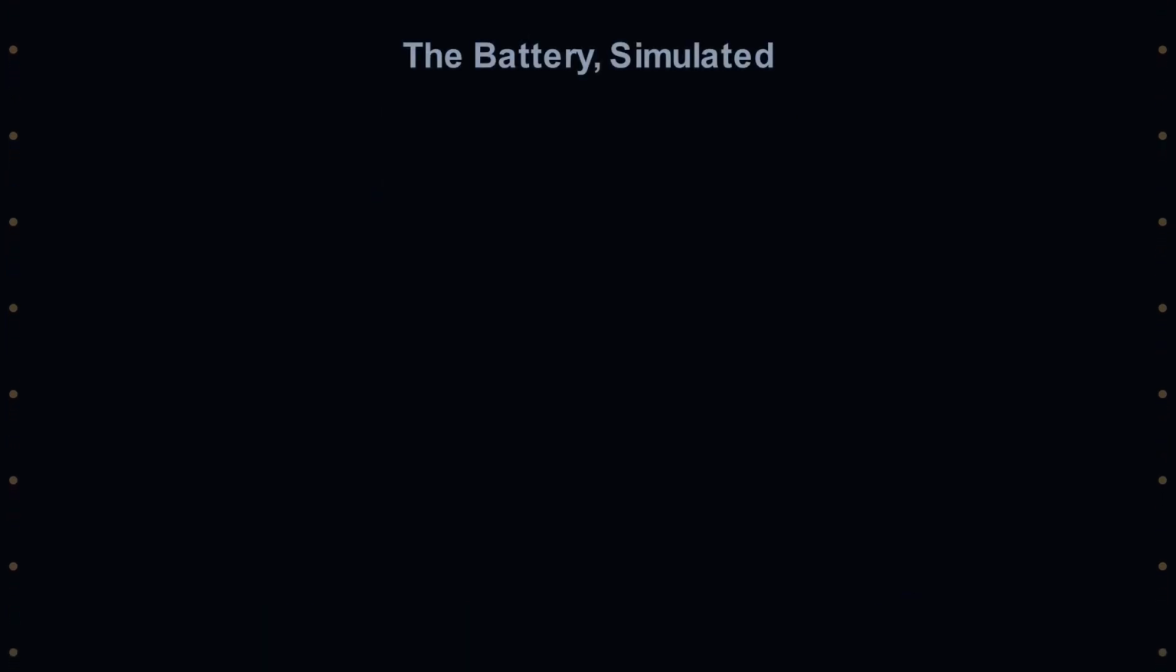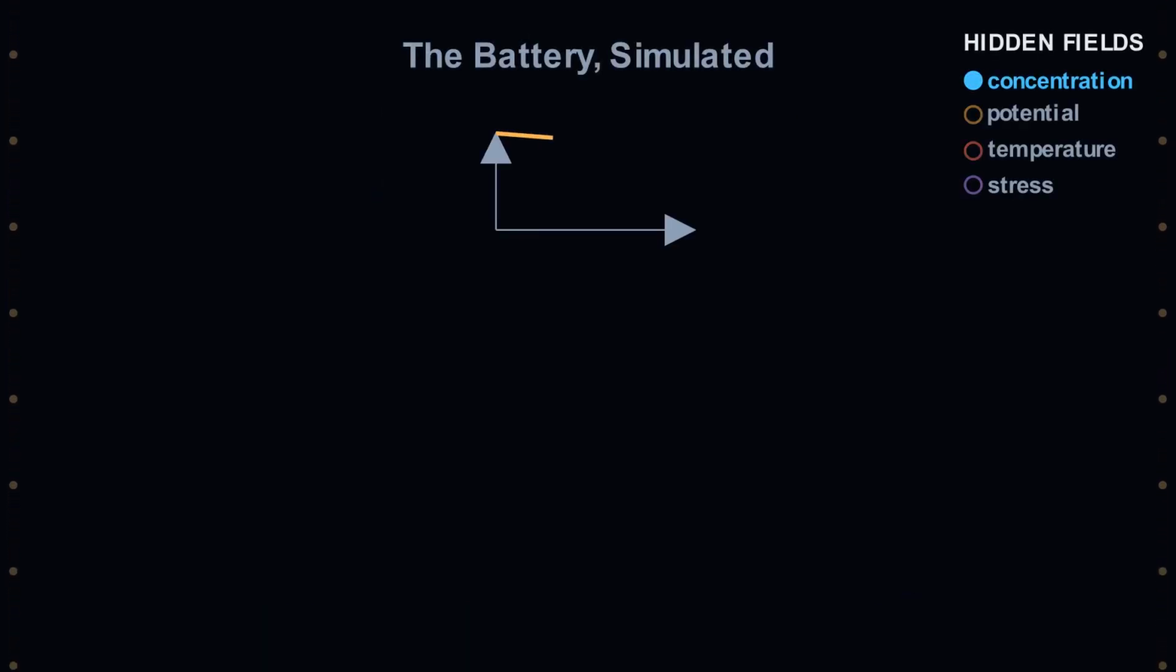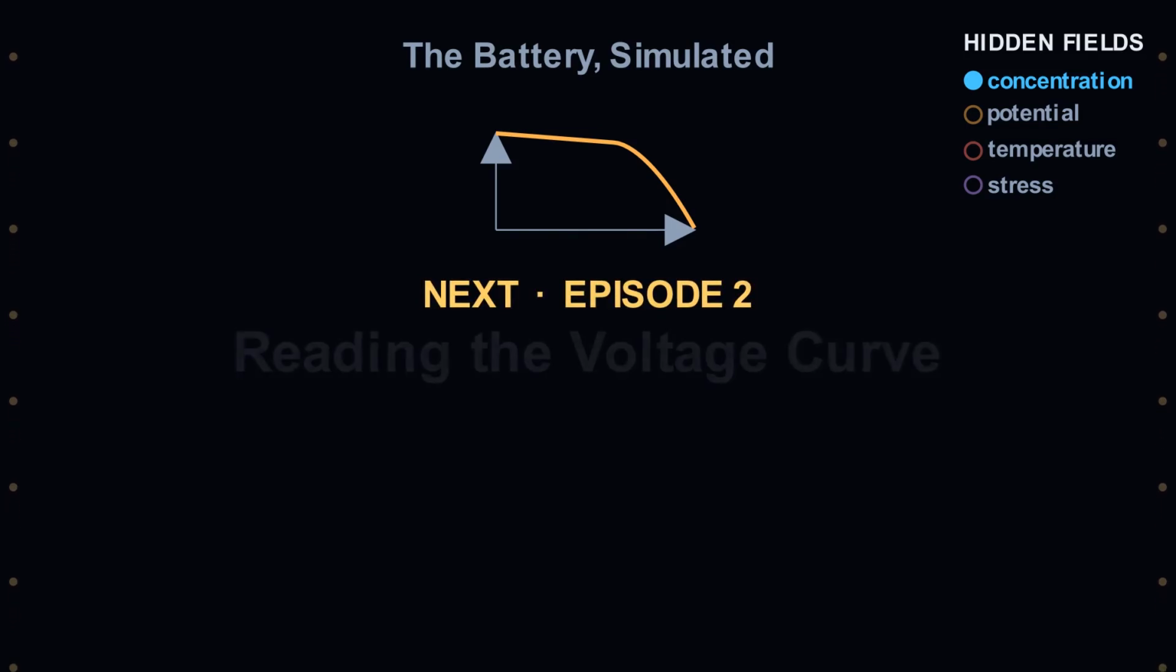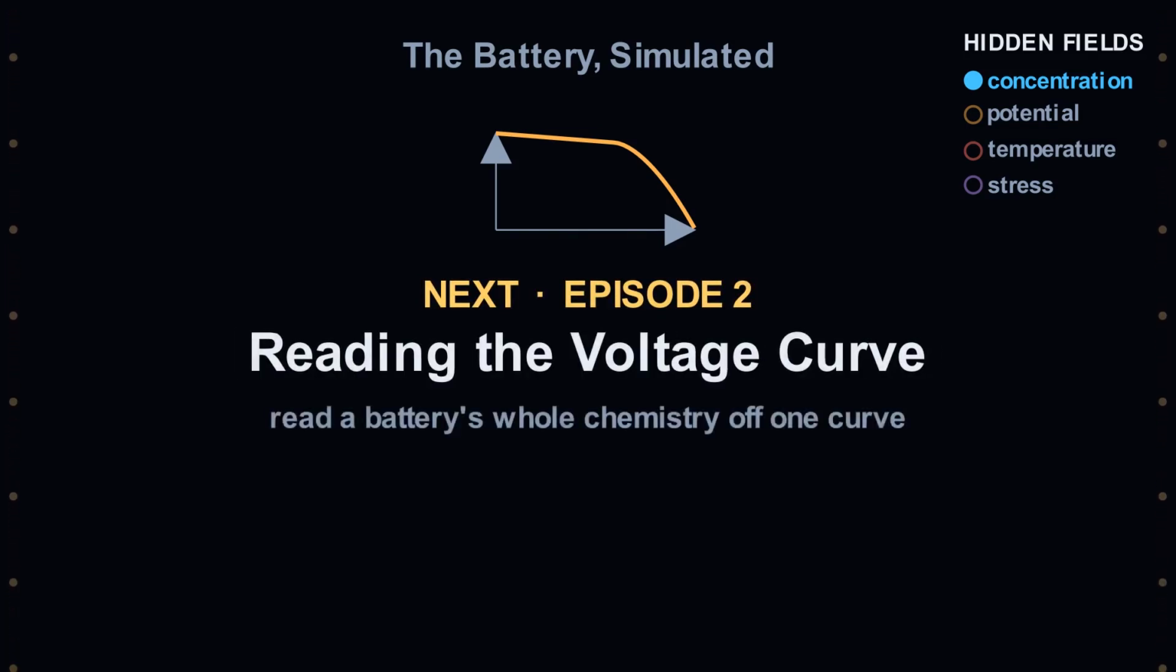Over this series, we are going to light up every one of those layers, one at a time, on this exact cell. Next time, that sagging voltage line is not just a number falling. It is a story. And once you can read it, you can read a battery's entire chemistry off a single curve. This was the battery simulated. Episode 1.